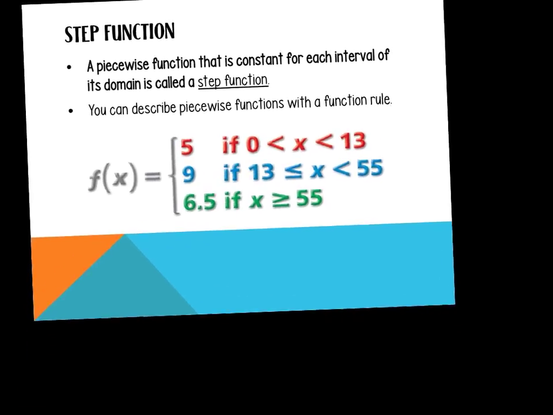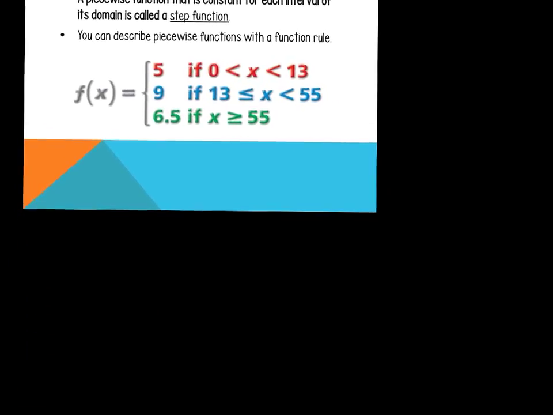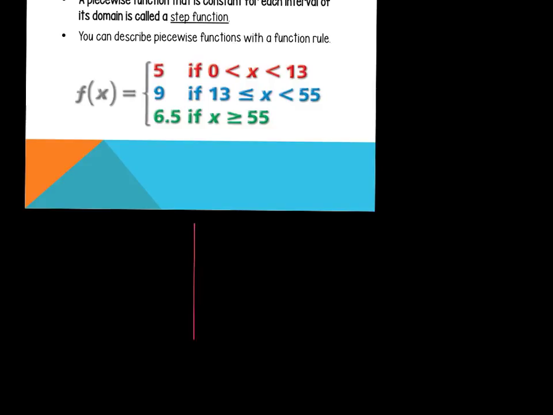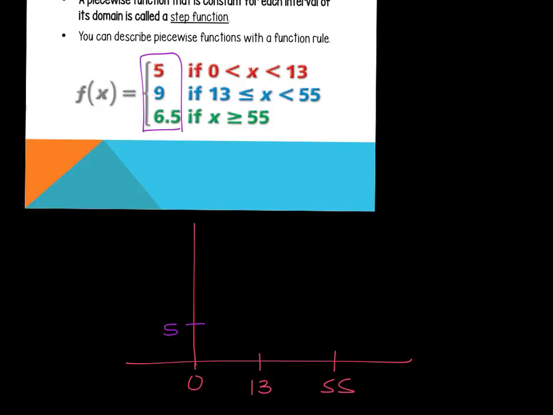So if I were to actually take this information and put it into a graph form, let's say I'm going from 0 to 13 to 55, and they are not equally spaced, but you can kind of get an idea. And then let's say my y values, which are these, are going to be at 5. Let's say this is 9. Let's say this is 6.5.